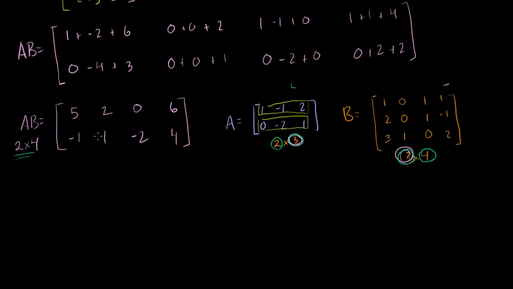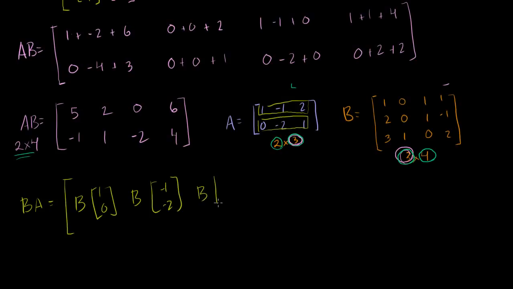So another natural question is, is it even equal, if we were to take the product BA? If we tried to apply our definition there, what would it be equal to? It would be equal to the matrix B times the column 1, 0, then the matrix B times the column minus 1, minus 2, and then it would be the matrix B times the column 2, 1.